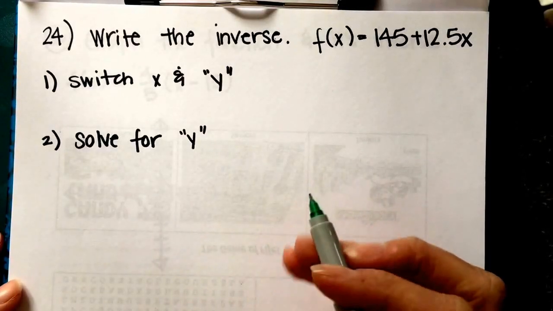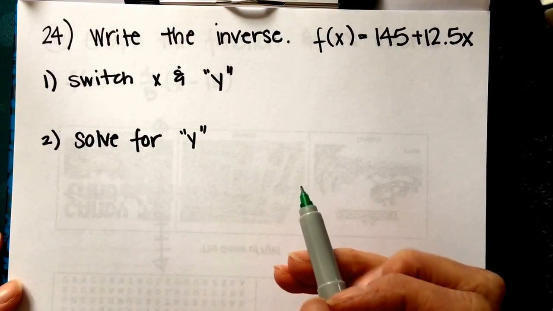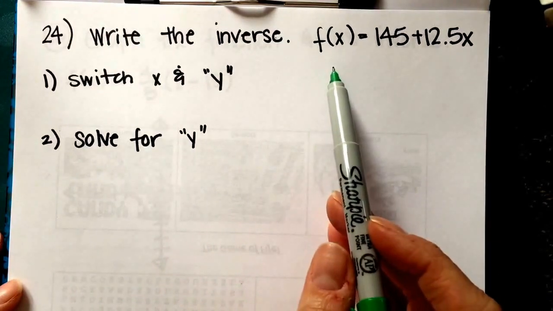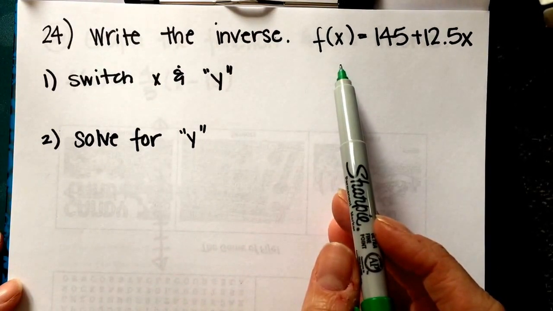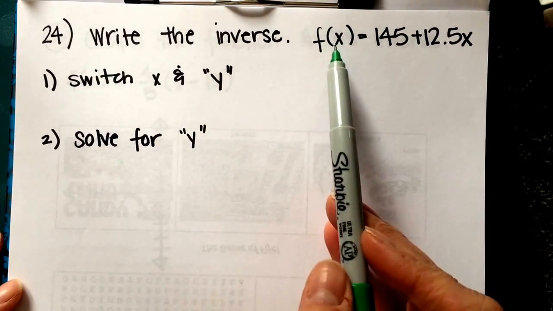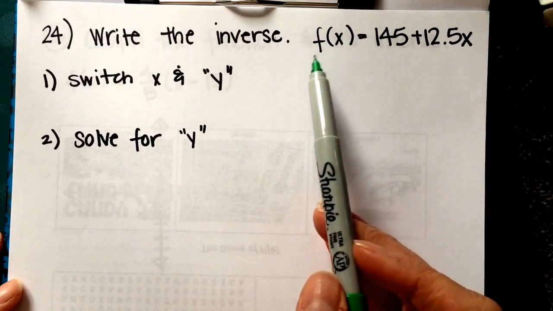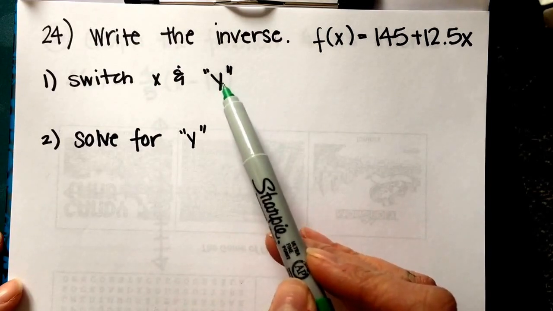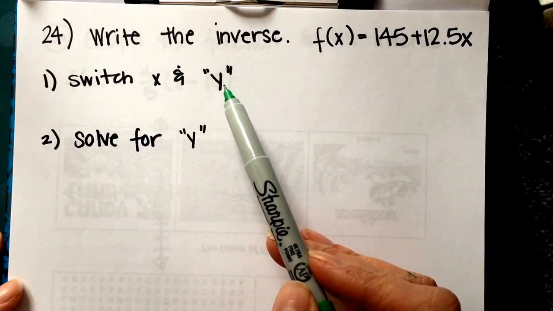Number 24 asks you to find the inverse of a function. They give you f of x equals 145 plus 12.5x. Remember that f of x is like your y. So step one, switch your x and, I put in quotes, y, so switch x and f of x.